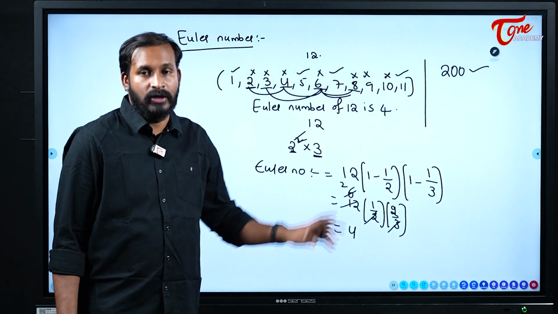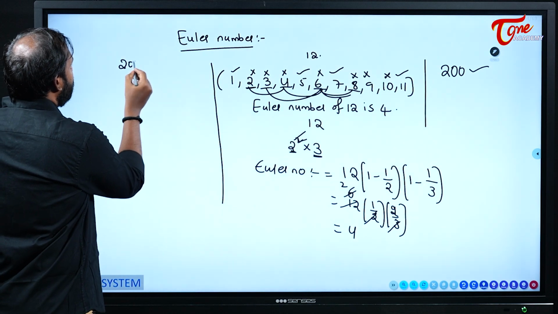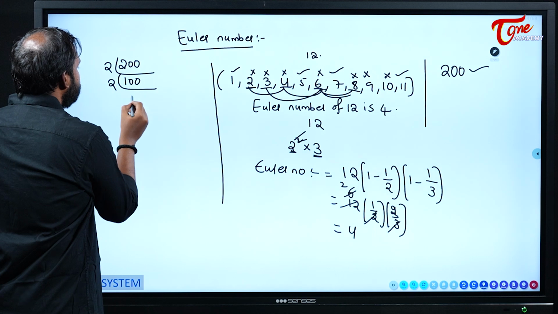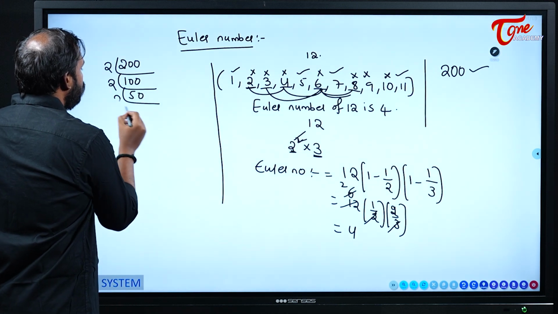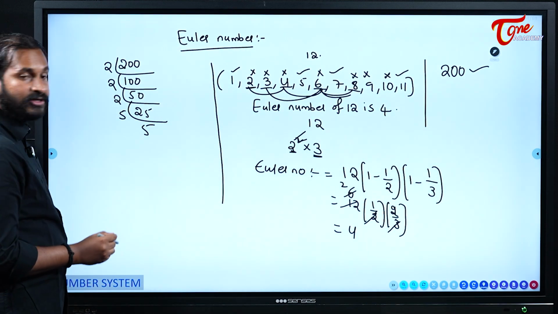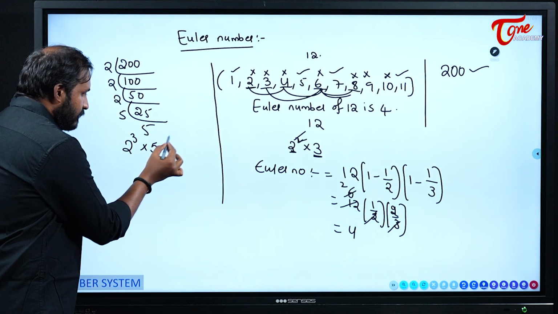Similarly, we will check for 200 for your clarification. When you do the prime factorization of 200, 200 is 2 into 100, 2 into 50, 2 into 25, 5 into 5. So, that means I can write 200 as what? 2 cube into 5 square.